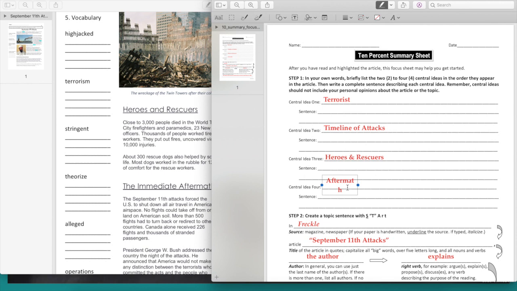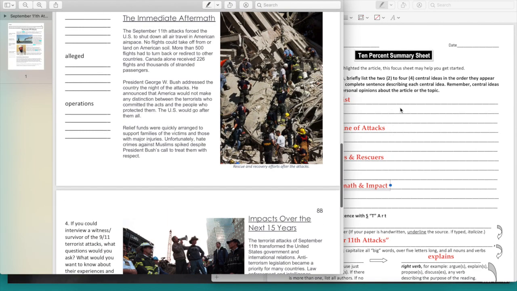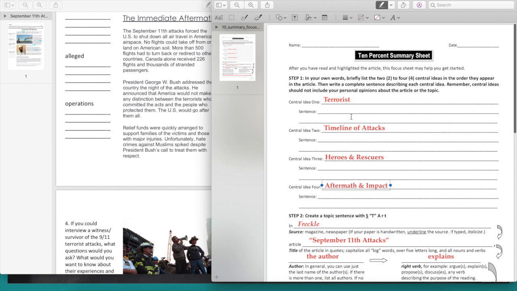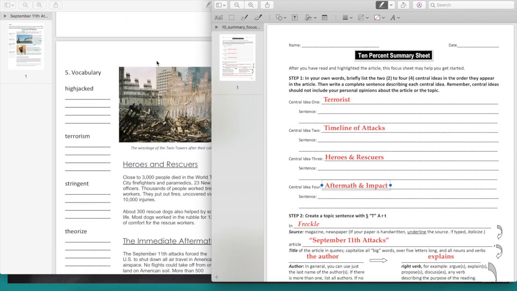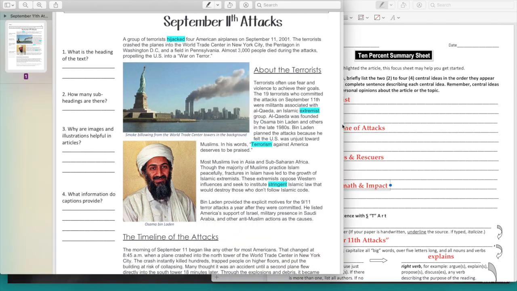And let's actually go ahead and put in aftermath and impact. So we're going to combine the last 2 together because we don't have room for another line, so I'm just going to do it that way. All right, so aftermath and the impact over the next 15 years. All right, so now let's go back to terrorists and let's look back at that paragraph so we can kind of figure out why would we summarize it this way.